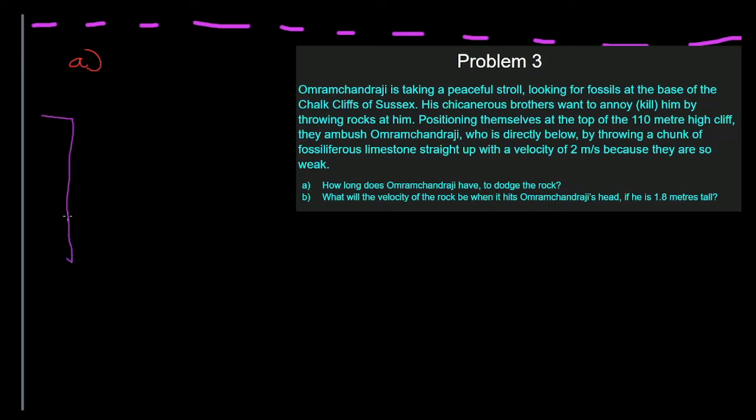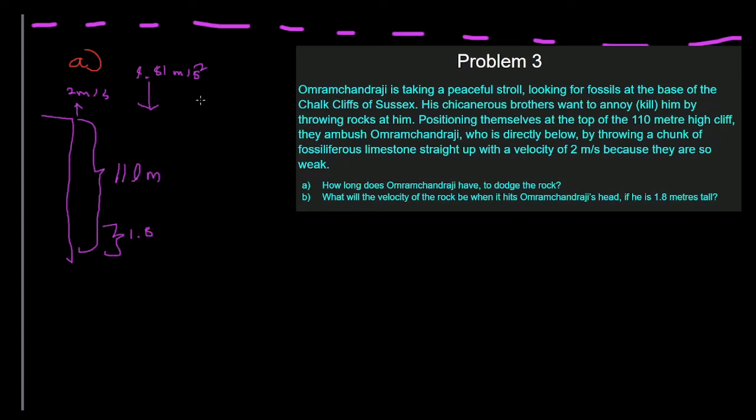Essentially, let's draw a diagram. We have the height, it's 110 meters. But we also have Om Ramchandraji's height, which is 1.8 meters. And now we have the initial velocity, which is only in the y direction, because they threw it with 2 meters per second straight up. So 2 meters per second. And we have gravity going down, 9.81 meters per second squared. So we need to see how long Om Ramchandraji has to dodge the rock.